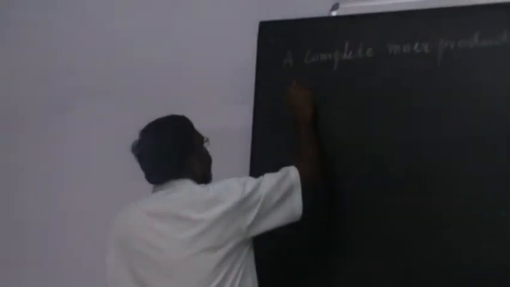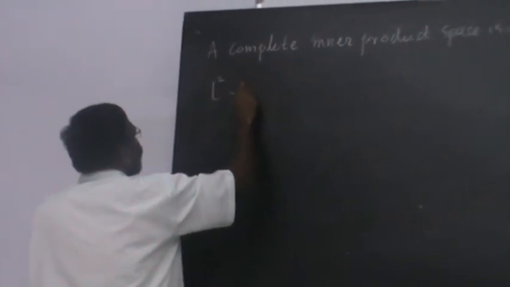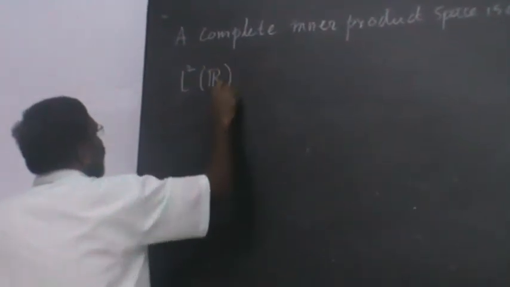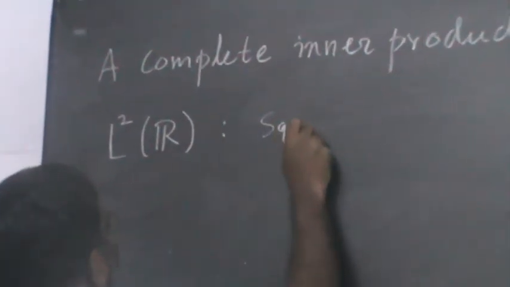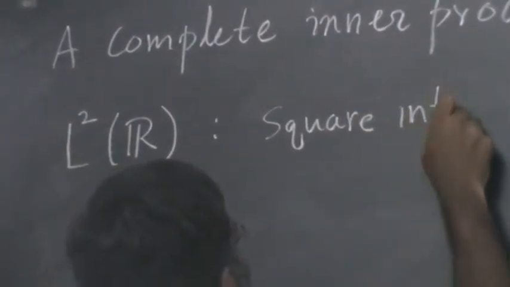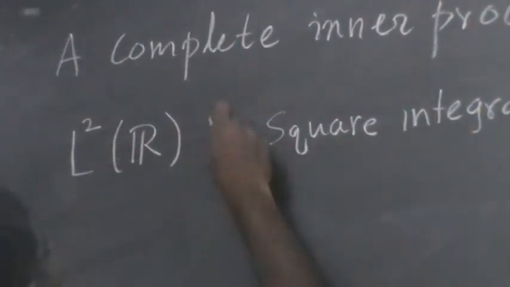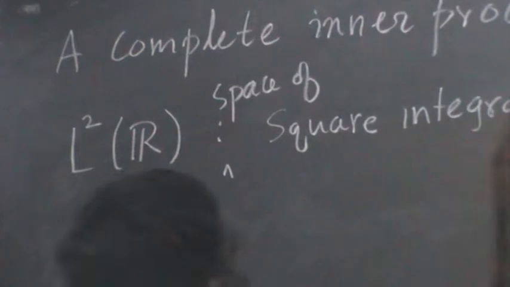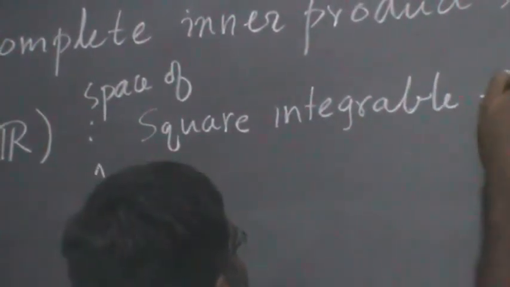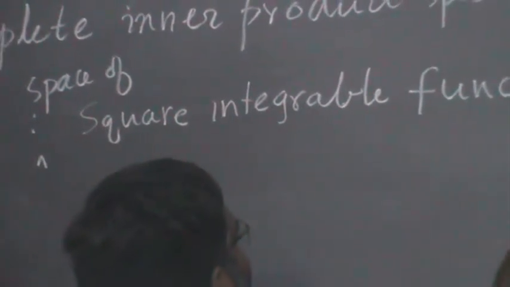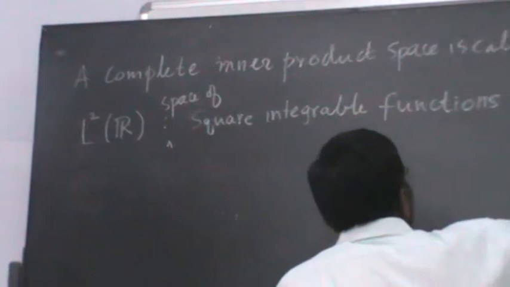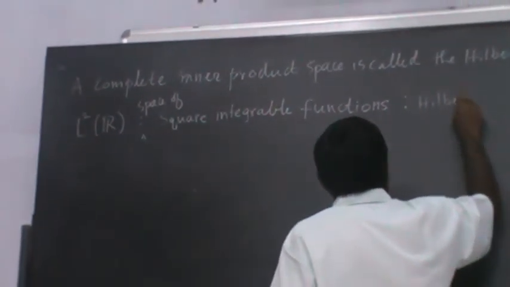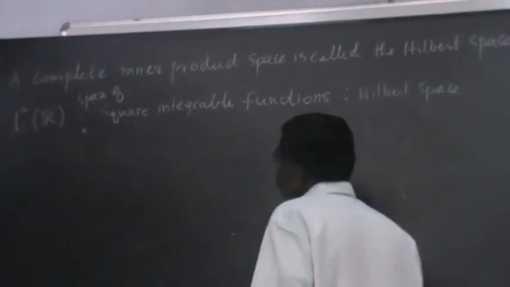So two spaces which we construct are, one space is called L square. This is L square of R. And I write like this: this is the square integrable space, the space of square integrable functions. What does it mean? This is a vector space. This is a Hilbert space. L square of R is a Hilbert space. This is an infinite dimensional Hilbert space.